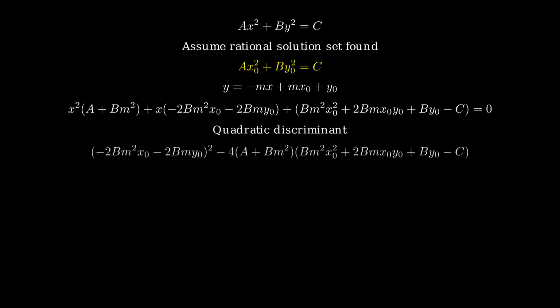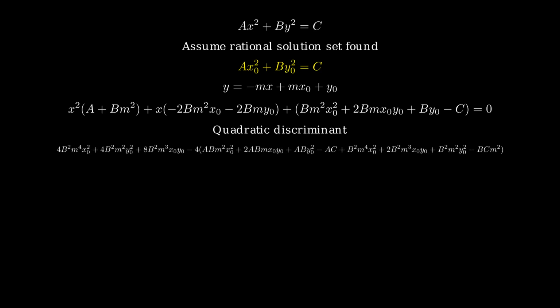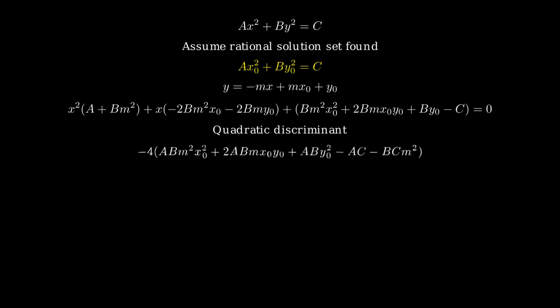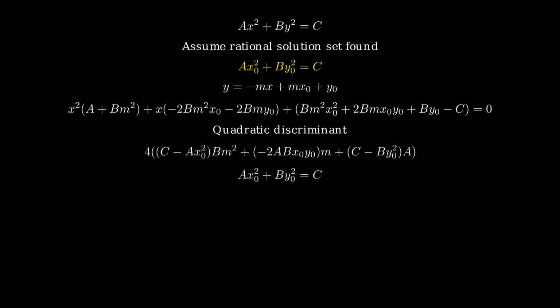Compute and simplify the value of the discriminant. Group terms in terms of m. Note the terms inside parentheses where b m squared and a are. Using the equation in yellow at the top, these can be rewritten into a different form.